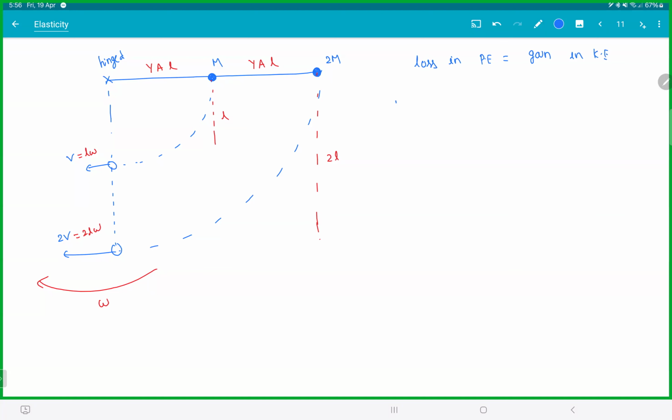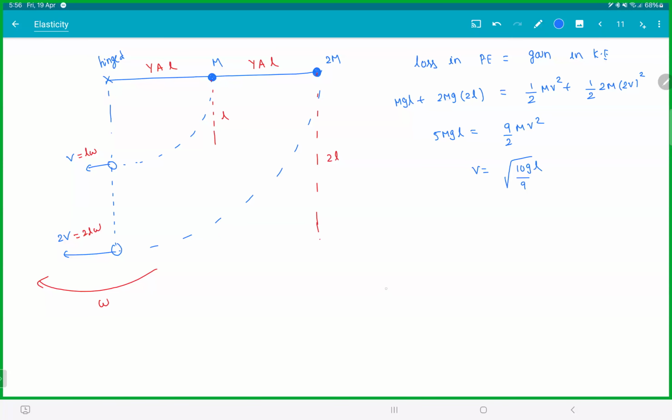So here the loss in potential energy is mgL plus 2mg times 2L. That is equal to half mv squared plus half 2m (2v) whole squared. So 5mgL equals, 4 plus 1, 9 by 2 mv squared. V is equal to root over 10gL by 9.